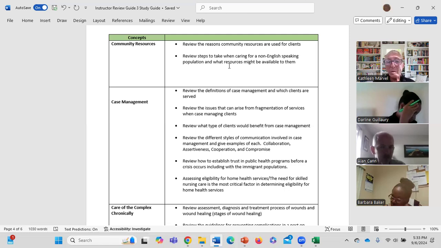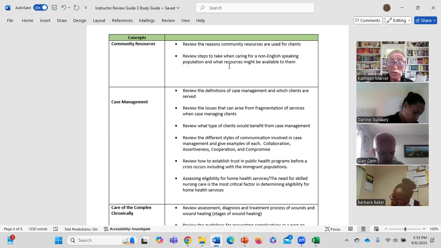Cooperation, we're cooperating to reach an agreeable solution, right? And then compromise. Maybe it's not the best outcome that you would hope for, but between the two parties, you're both getting some of your needs met, maybe not all. You're compromising.